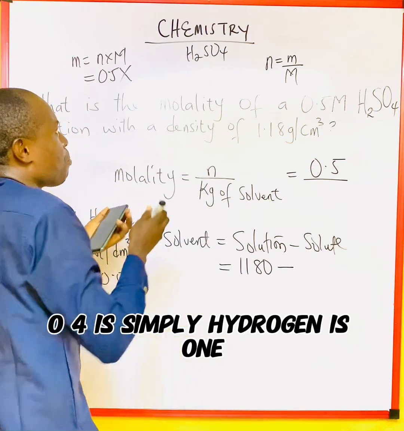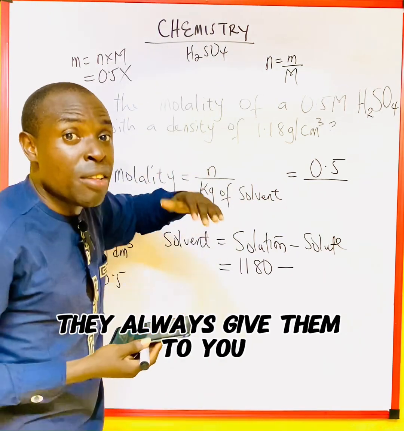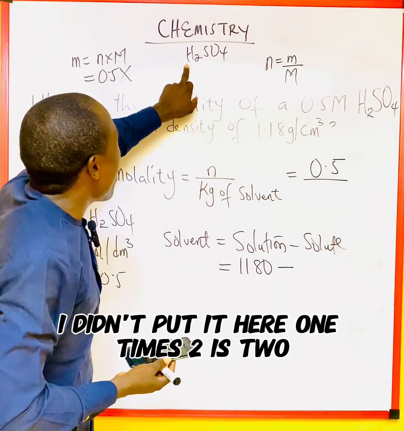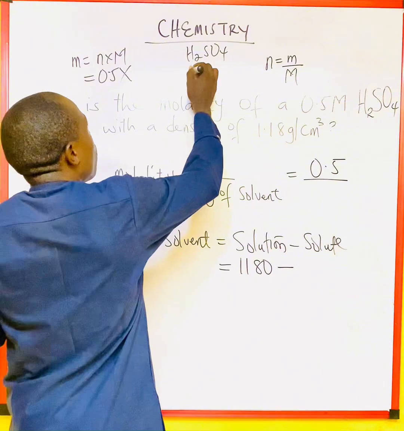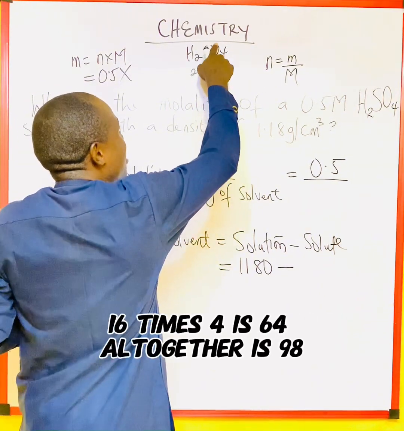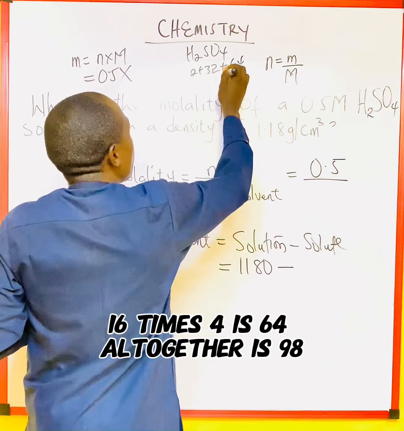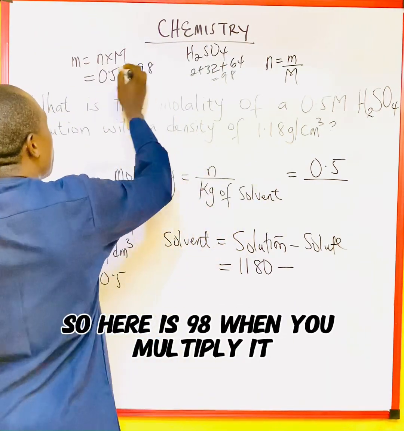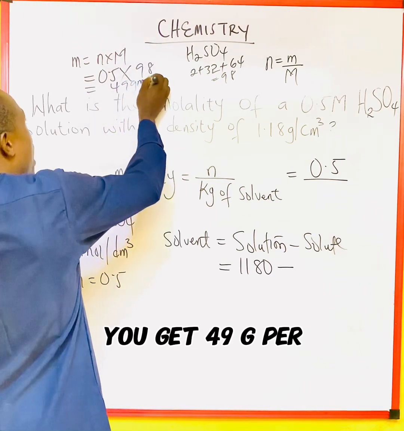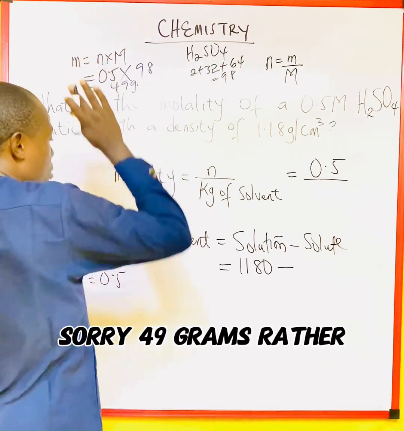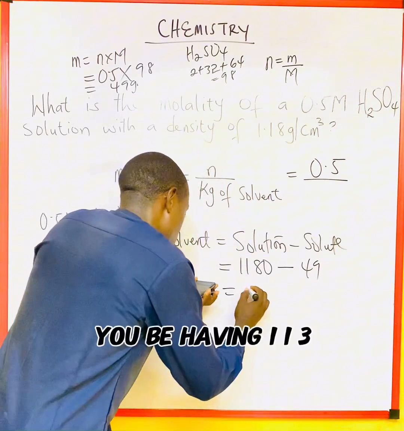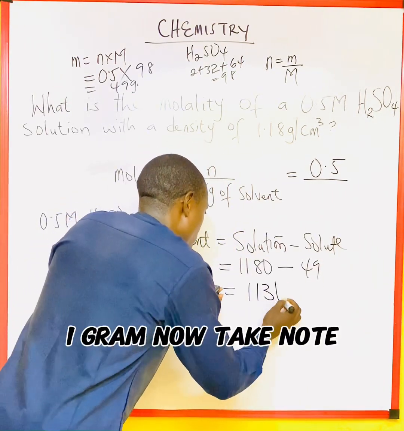Is simply, hydrogen is 1. They always give them to you, which is the relative atomic mass. I didn't put it here. 1 times 2 is 2. Plus sulfur is always 32. Oxygen is 16. 16 times 4 is 64. Altogether is 98. So here is 98. When you multiply it, you get 49 grams. So here becomes 49. When you subtract, you'll be having 1131 gram.